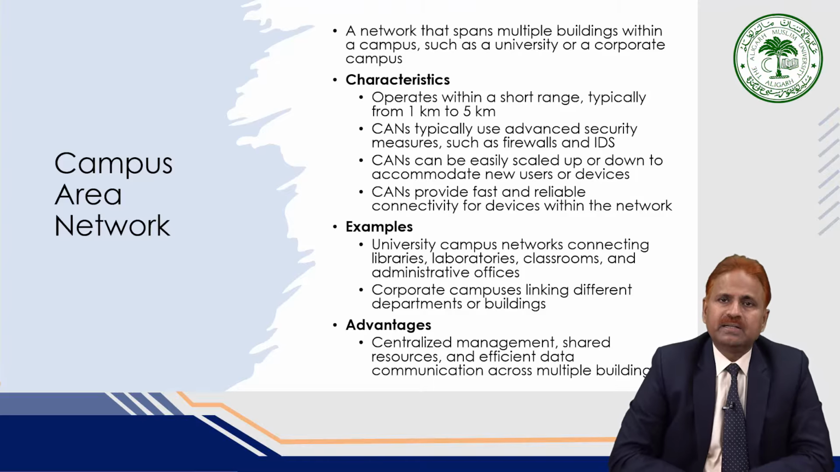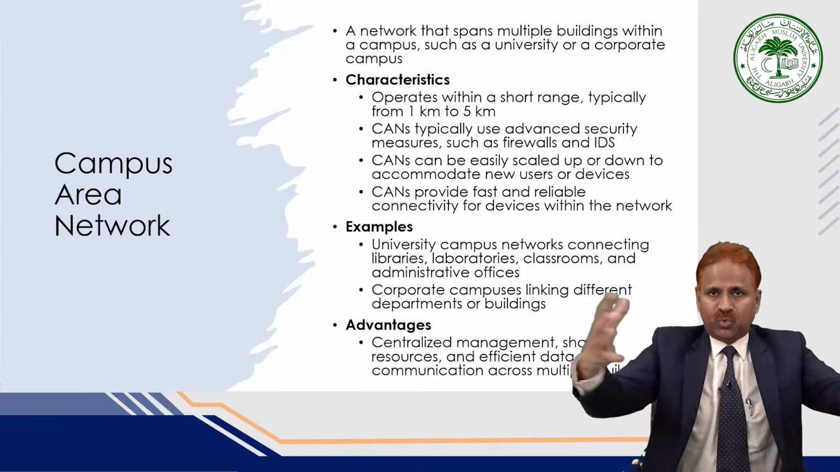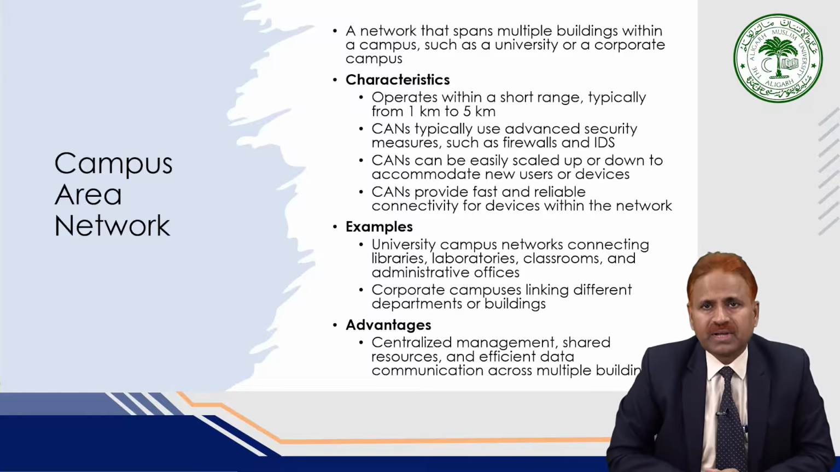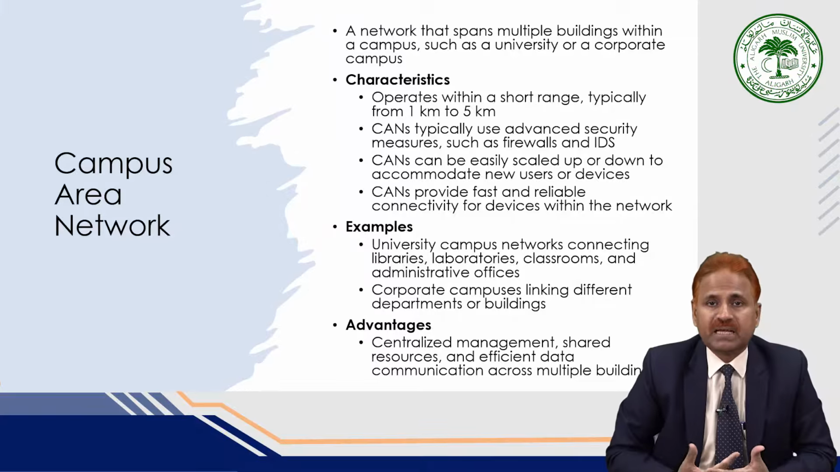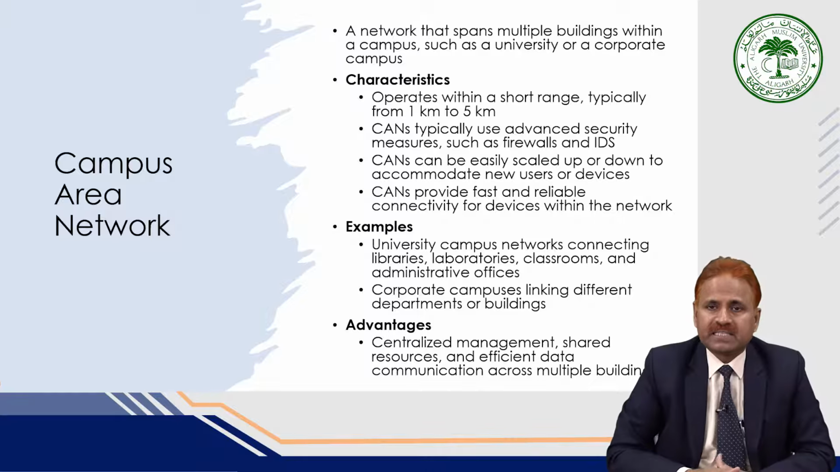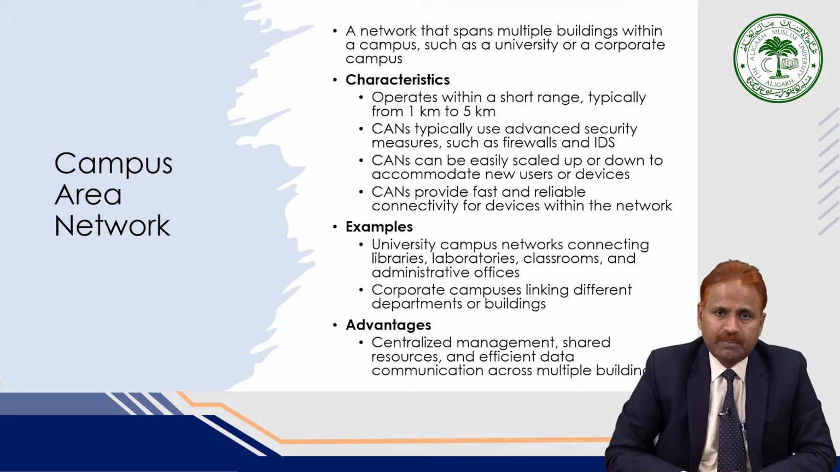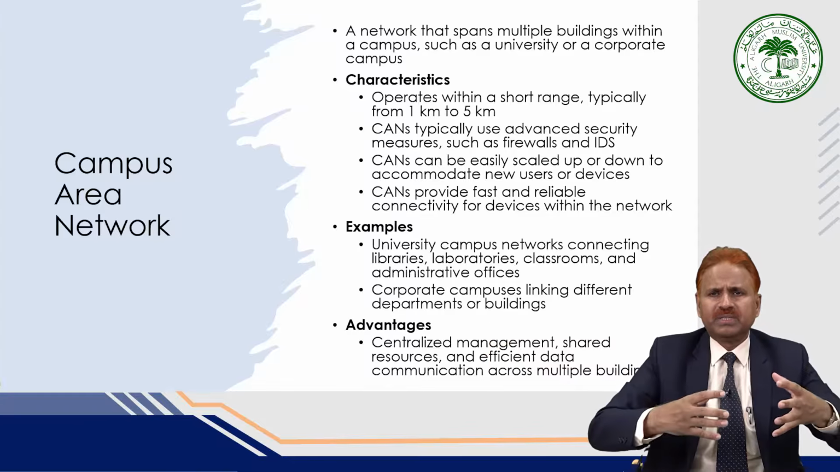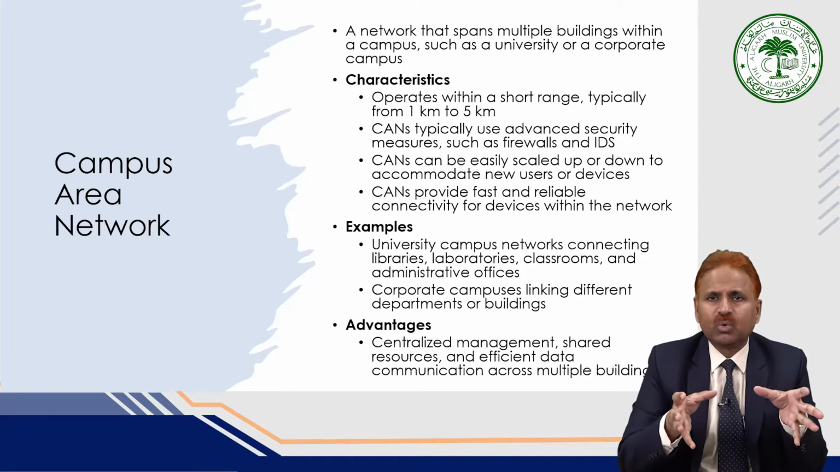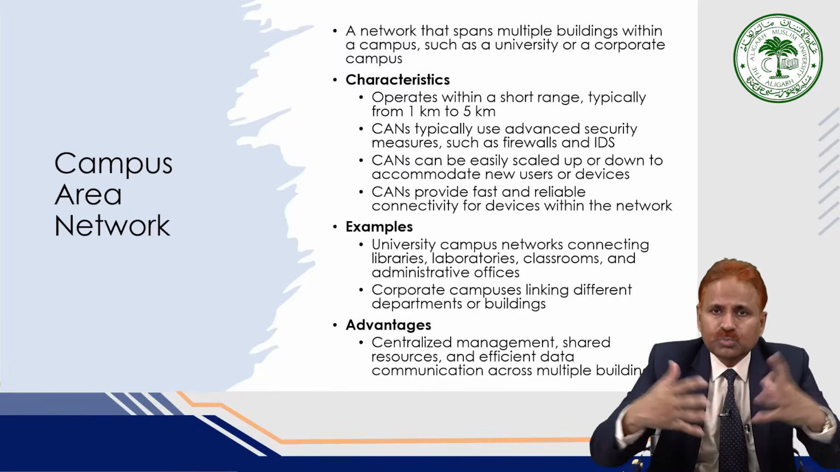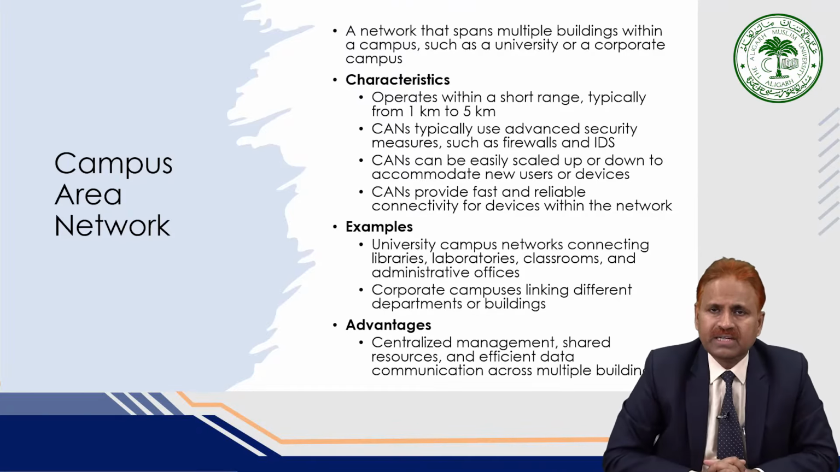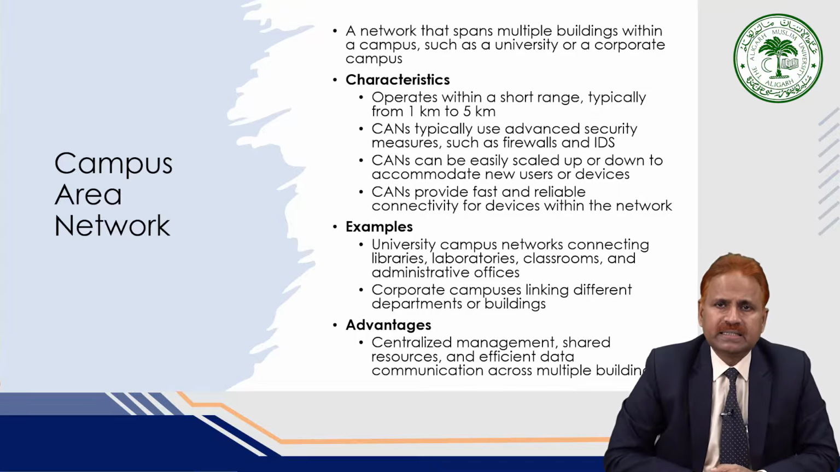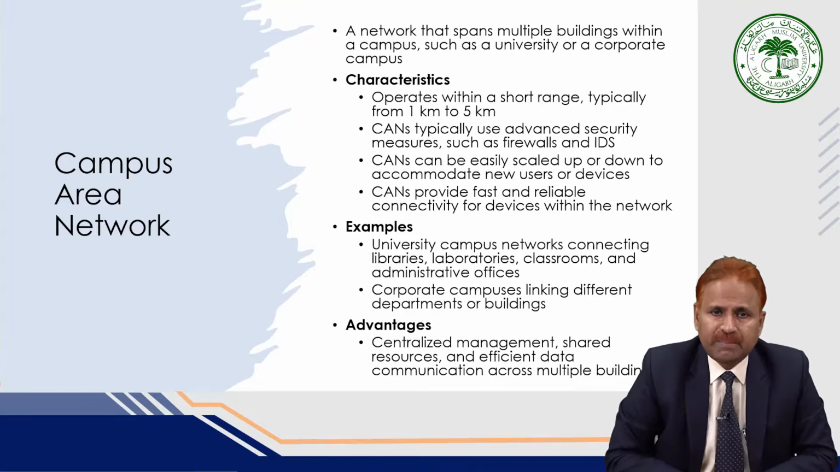Next is campus area networks. So it covers a much wider space, and the geographical span covers the whole city or campus, I mean to say. So you see here a network that spans multiple buildings within a campus, such as a university or corporate campus. It operates with a short range, typically of 1 to 5 kilometers. So span is beyond 1 kilometer, I mean to say. Within 1 kilometer, you can set up a local area network. But if the span goes beyond that, then you will have to have a different kind of technology, and that network will be known as a campus area network.